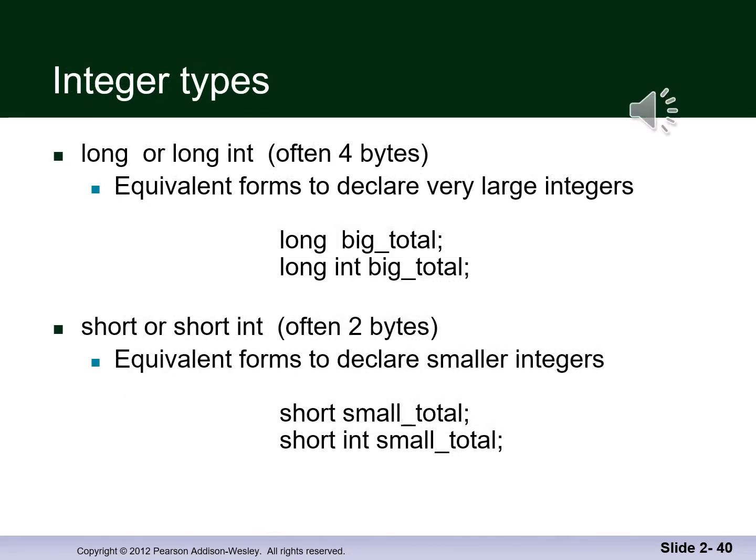Integer or long int is 4 bytes. Equivalent forms to declare very large integers: long bigTotal, long int bigTotal. Short or short int, which is 2 bytes: short smallTotal, or short int smallTotal.